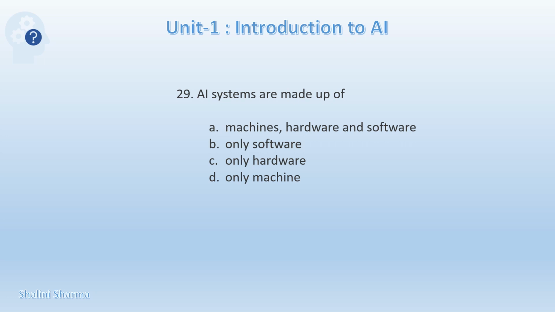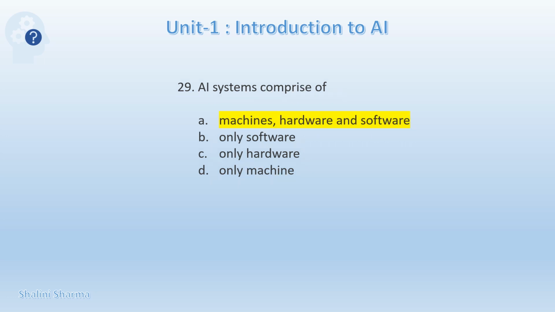29th question. AI systems are made up of option A. Machines, hardware and software, option B. Only software, option C. Only hardware, option D. Only machine. So what is the correct option? And the correct answer is option A. Machines, hardware and software. Artificial intelligence comprises of machines, hardware and software.